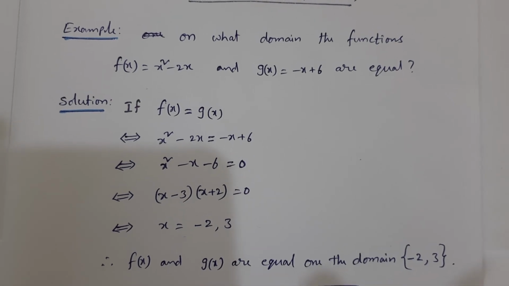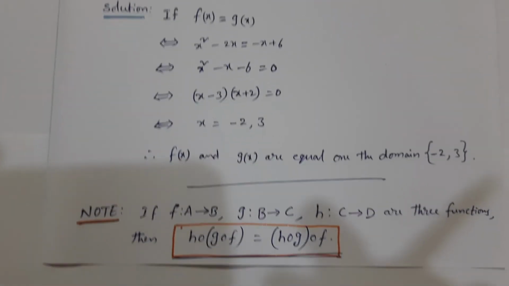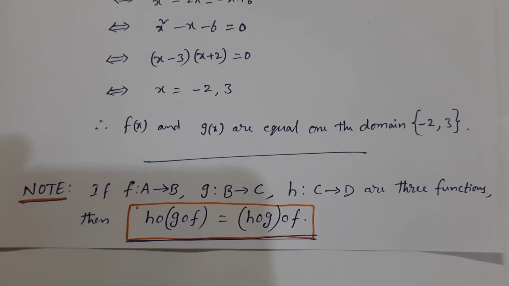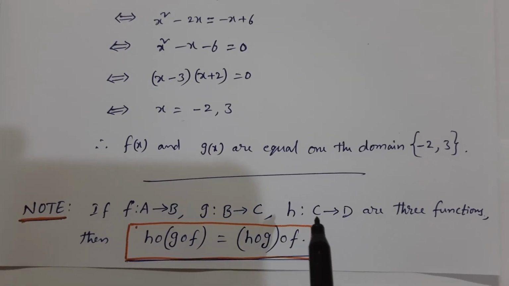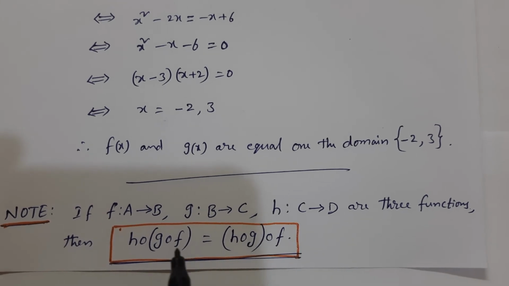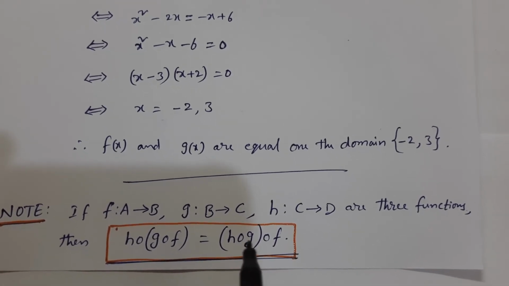Now we will see the associative property on three functions. If f from A to B, g from B to C, h from C to D are three functions, then h circle (g circle f) equals (h circle g) circle f.